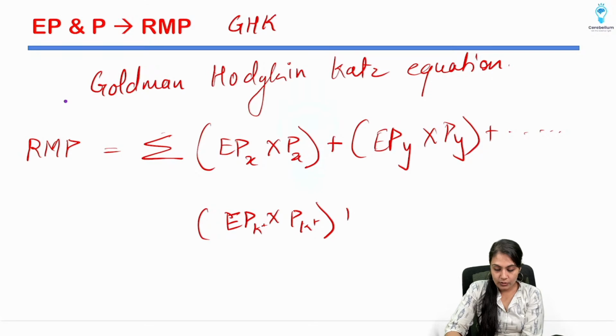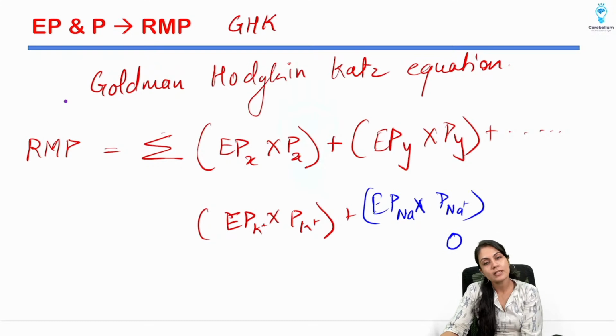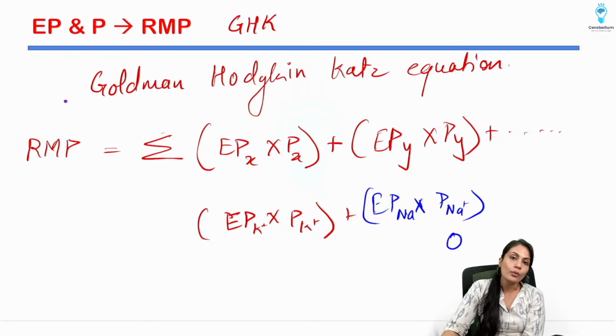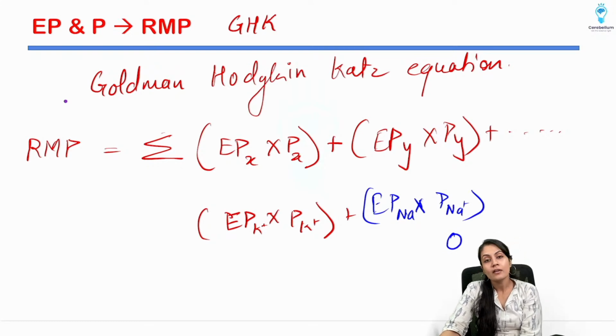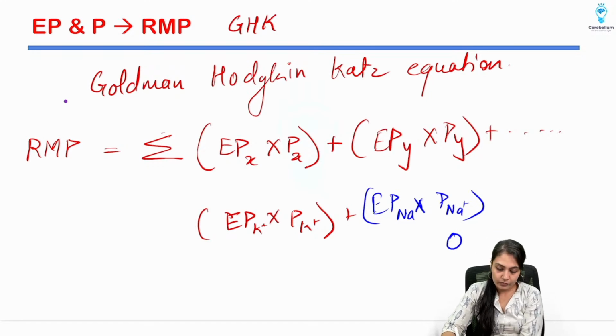If I have to write about sodium, what can I write? The EP of sodium, no matter what it is, the permeability is 0, so anything multiplied by 0 is going to be 0, right? So it is not going to have any effect. Again, the hypothesis which was given stands true, right? So this is going to happen over here.